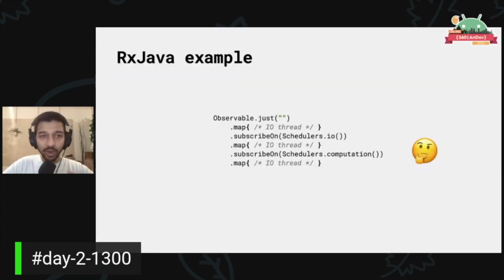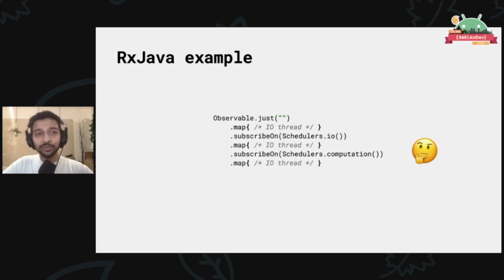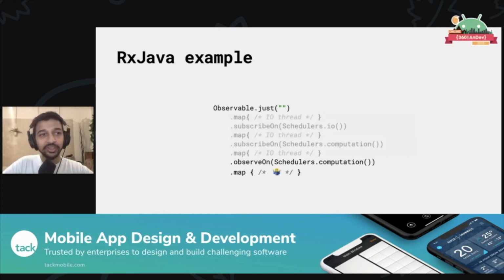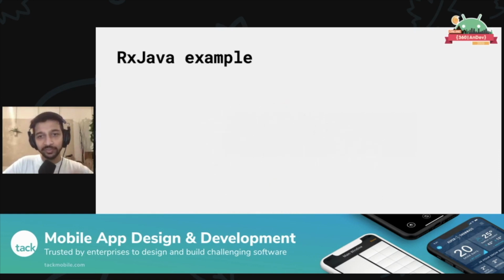Compare this to RxJava, where it's super confusing, especially for beginners, to understand which thread their code is going to run on. In the example above, you can see that only the first subscribeOn is applied and the other one is ignored. Combined with another operator to change thread, that is observeOn, with different behavior, it's a facepalm moment.